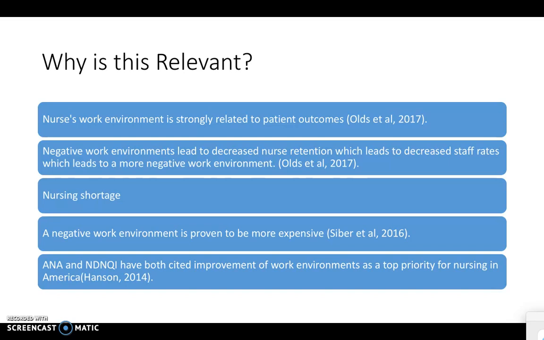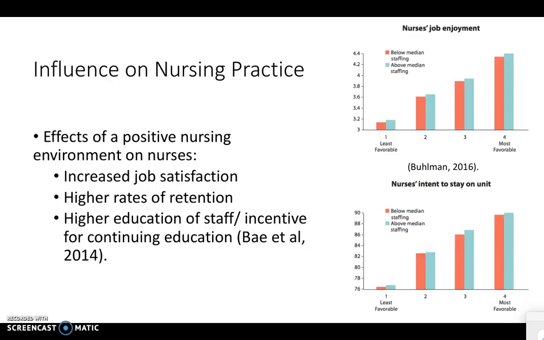And recently, the ANA and NDNQI have both cited improvement of work environments as top priorities for nursing in America because this has become such a huge problem in our field.